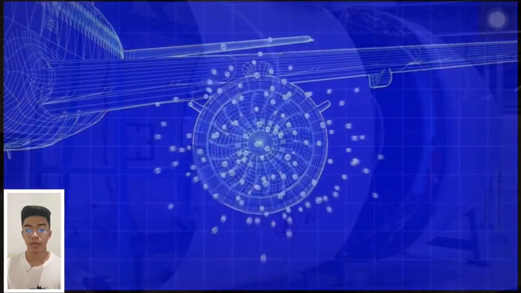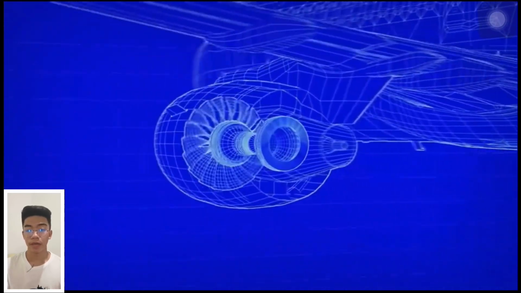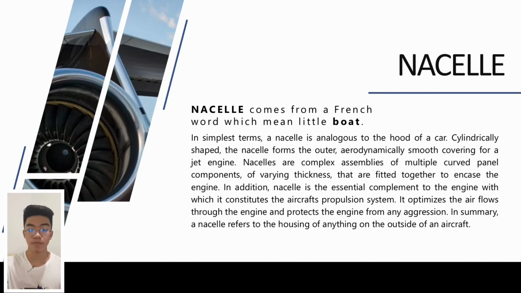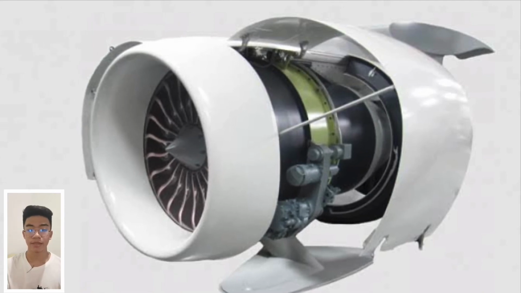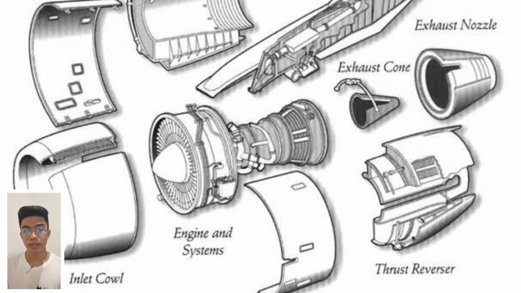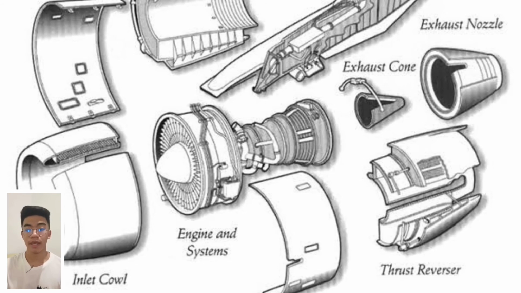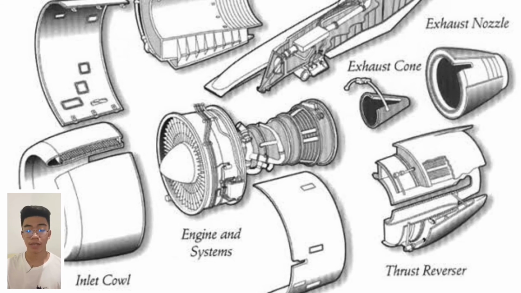In addition, the nacelle is an essential component, an end complement to the engine, with which it constitutes the aircraft's propulsion system. It optimizes the airflow through the engine and protects the engine from any aggression. The nacelle must be accessible for maintenance and repair work. An engine nacelle consists of skin, cowlings, structural members, a firewall, and engine mounts. In summary, a nacelle refers to the housing of anything on the outside of an aircraft.